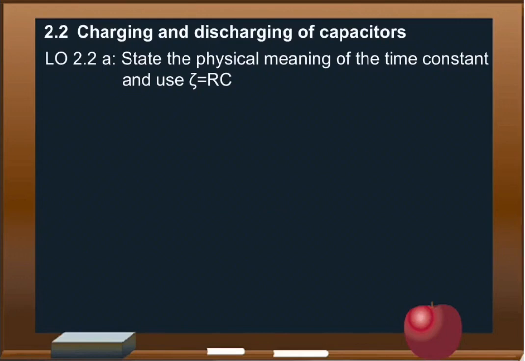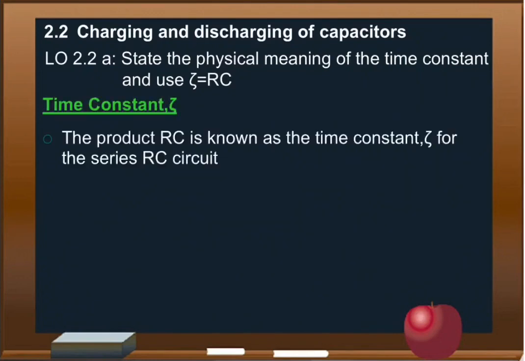Now we are going to look at the charging and discharging of capacitors. So capacitors can do two processes, which are charging and discharging. But before that, we are going to learn about time constant tau. So time constant tau is the product of RC.